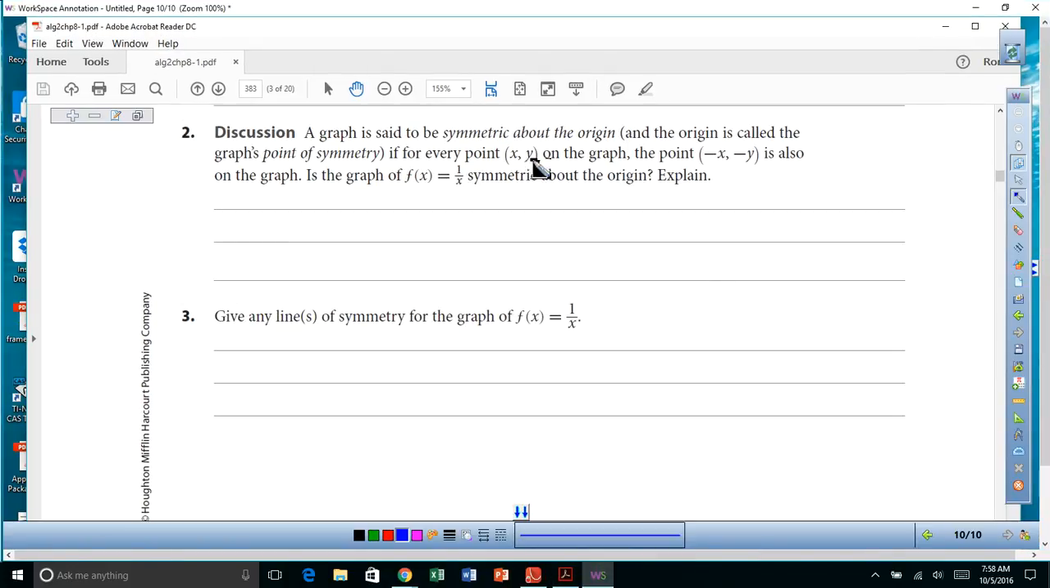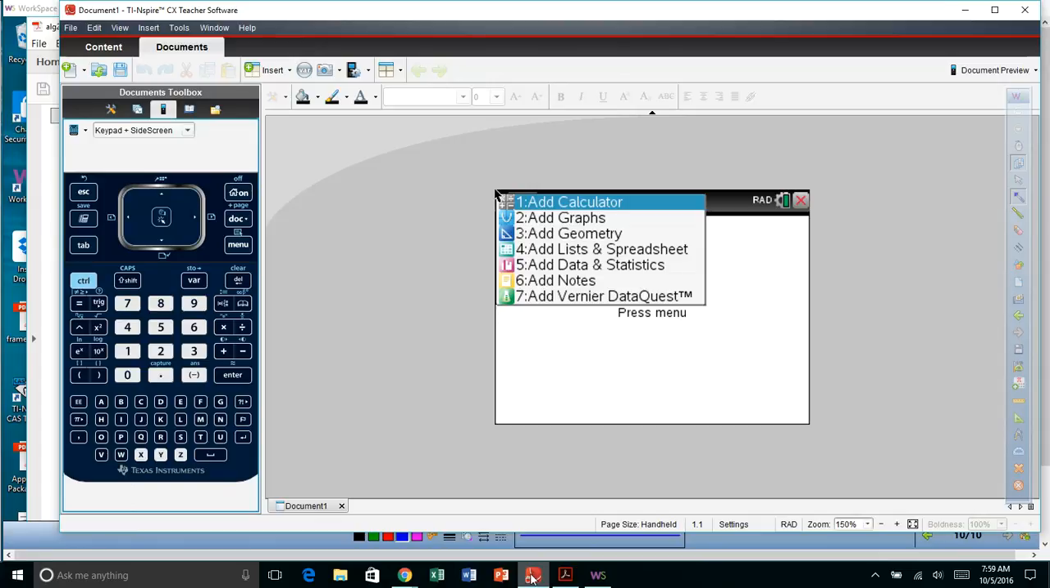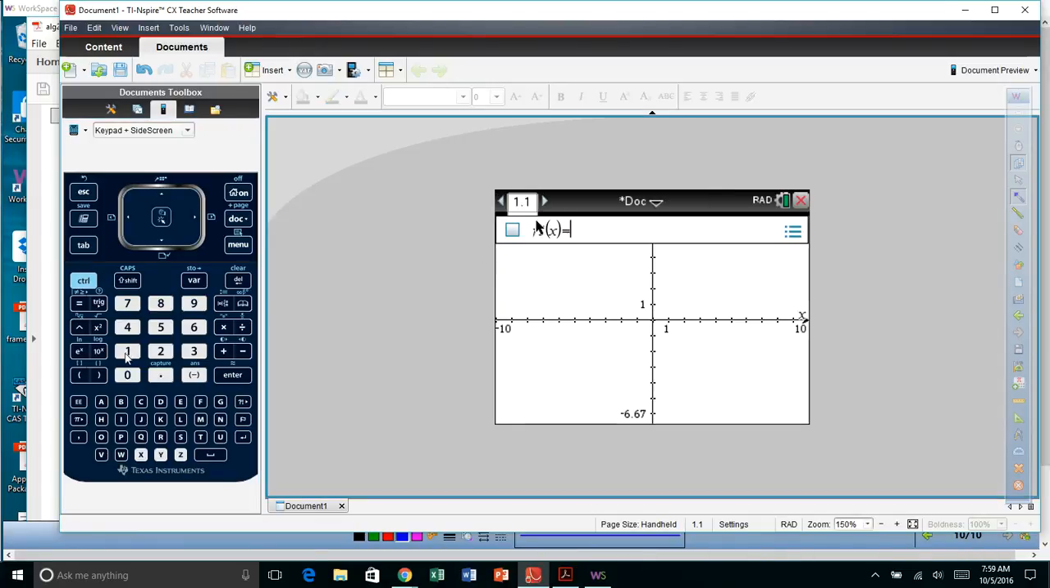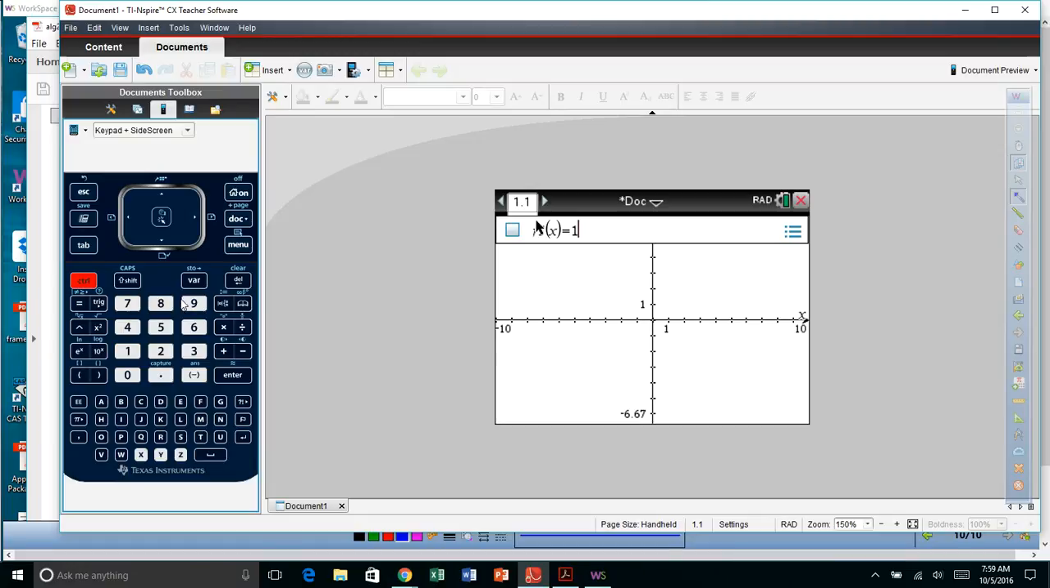Okay. And is the graph of f of x equals 1 over x symmetric about the origin? Yes. And let me show you. Let's graph it. So let's go to graphs. 1, control, divide, x, and then press enter. All right, look, there it is.